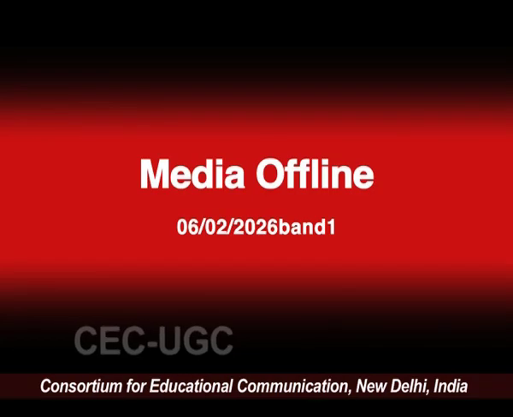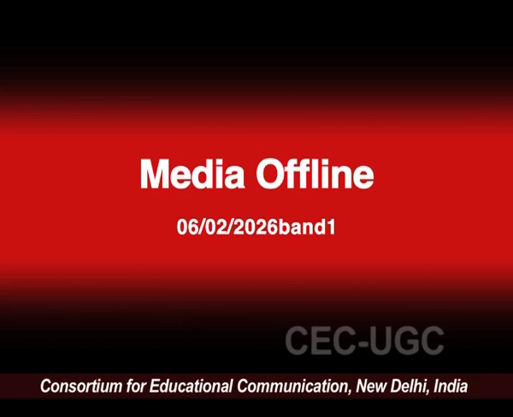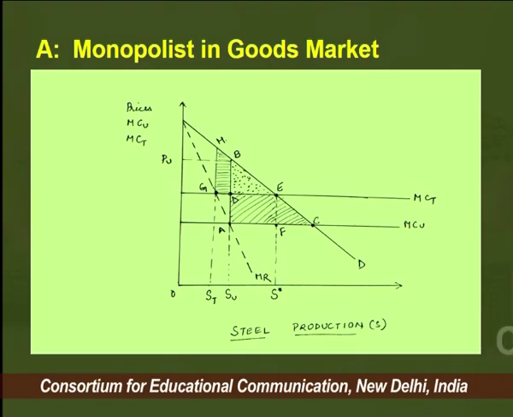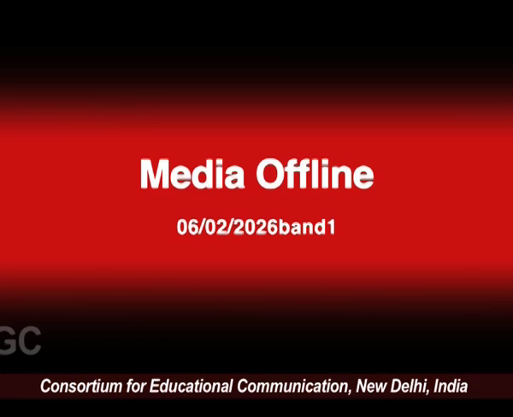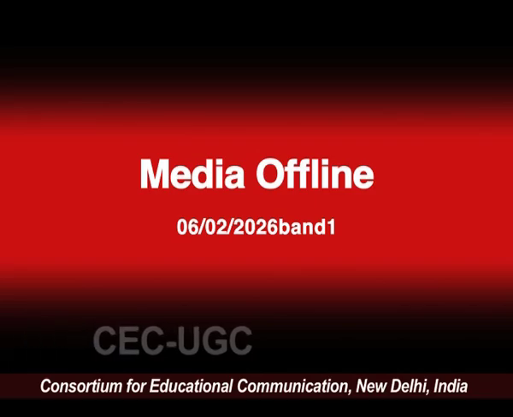You can see again on the diagram that the ABC triangle is the result of the deadweight loss because of monopoly, and this deadweight loss is because we are not producing at the efficient, optimal production. We are not producing at S star. Taking into account the social cost of steel production, the optimal production could have been S star. The actual deadweight loss associated with unregulated output of steel, considering the true marginal cost, because the true marginal cost is MCT considering the pollution, is that triangle DBE. I go back to the diagram.